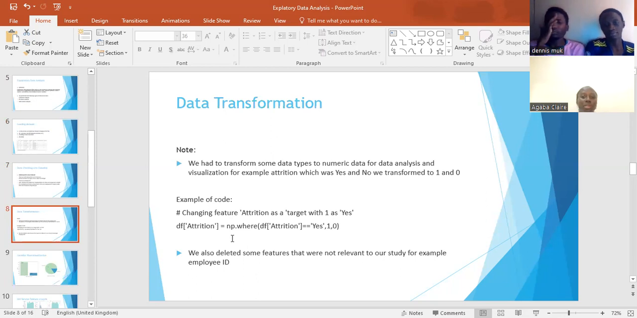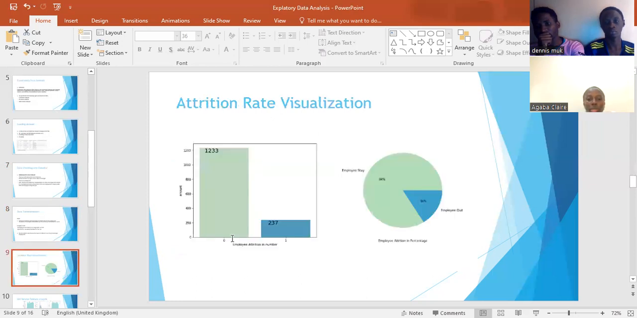On our data transformation, we had to change some data types from text to numerical data for easy analysis. We changed the attrition column from yes and no to 1 and 0, with 1 standing for yes and 0 standing for no. Then we deleted some features that were not relevant to our study. We deleted the employee ID column.